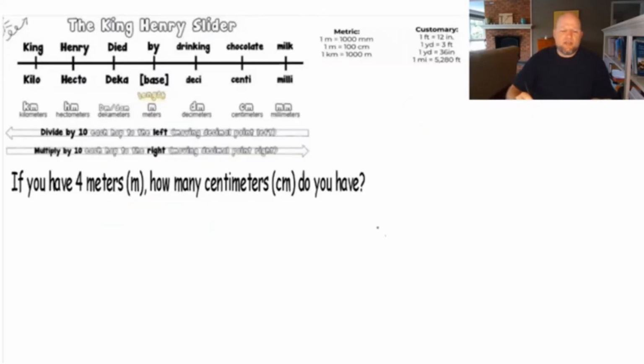Let's try some metric conversions. Metric seems to have a lot more going on, but in actuality, it's a lot easier than working with customary. The reason is because every time you go to the right or go to the left, you either multiply or divide by 10 to figure out the next unit of measure. In this problem, if you have 4 meters, how many centimeters do you have? So let's do like we did on the last one. 4 meters equals how many centimeters?